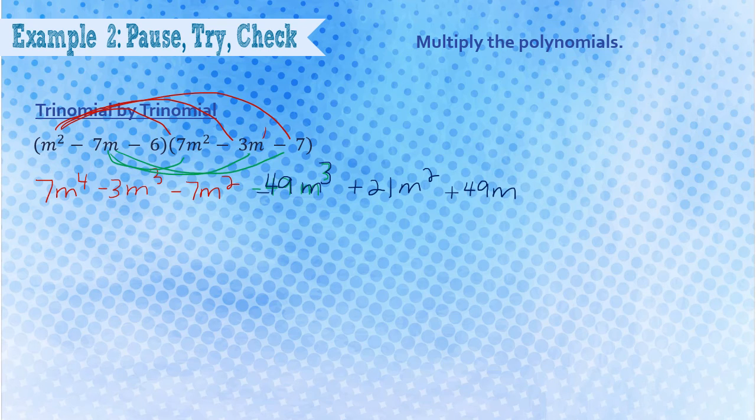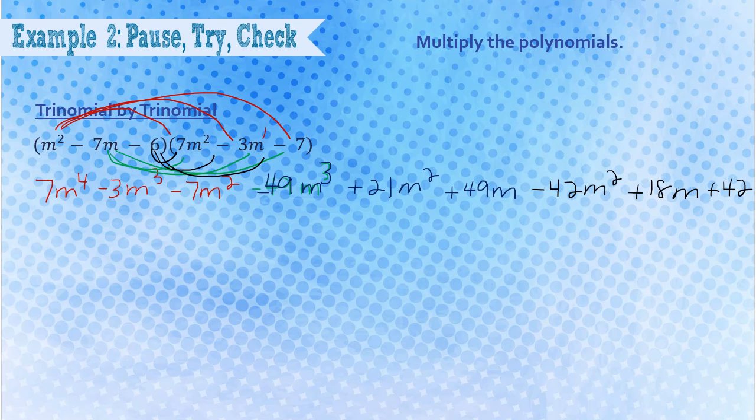And then lastly, we're going to look at my last term, that negative 6, and I'm going to distribute it to all three terms. So negative 6 times 7m is going to give me negative 42m squared. Negative 6 times negative 3m is going to give me a positive 18m. And then negative 6 times negative 7 is going to give me a positive 42. Now we can go and highlight my like terms.